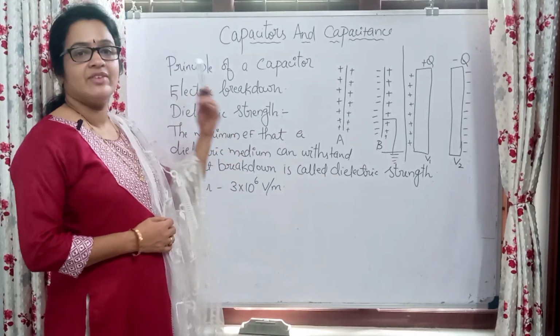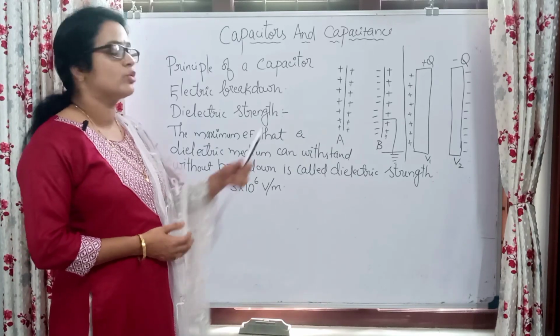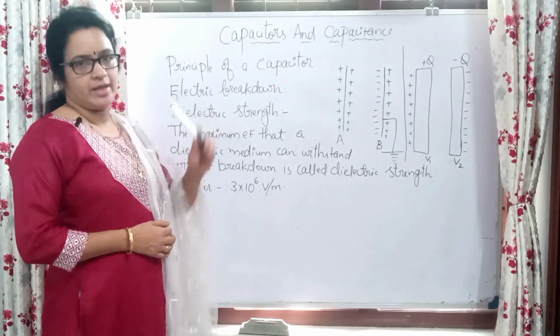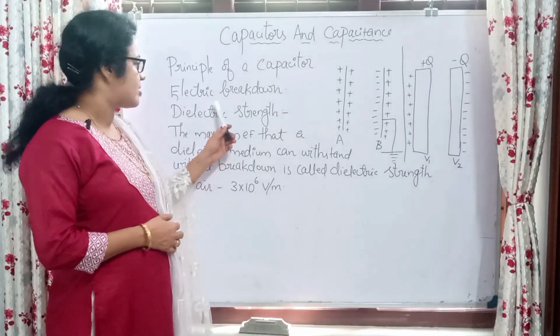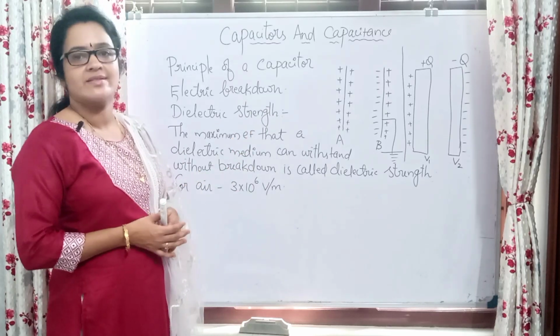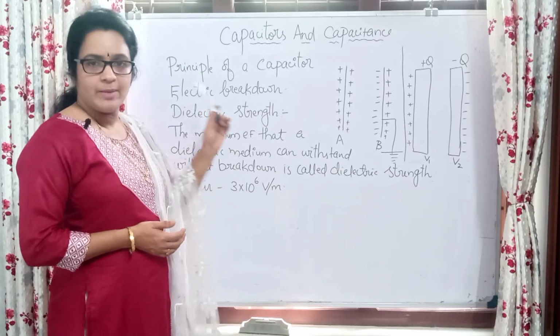Now we have said that when the electric field is high, it will ionize the nearby ions and that will neutralize the charge on the plates, right? That is called electric breakdown. After electric breakdown, even if we charge the capacitor, it will not be able to charge again. So this is electric breakdown. That point you have to remember.